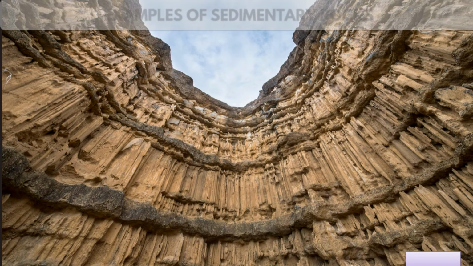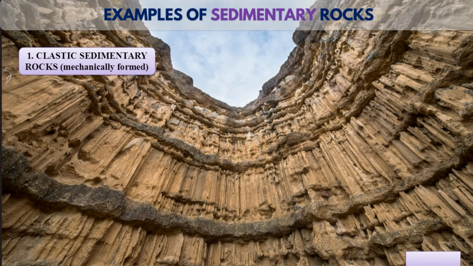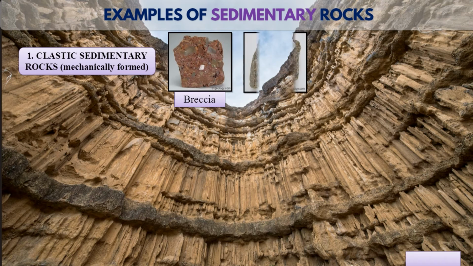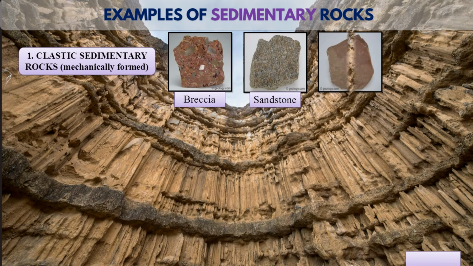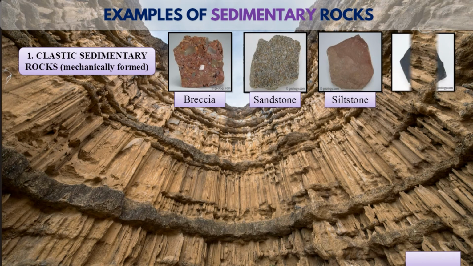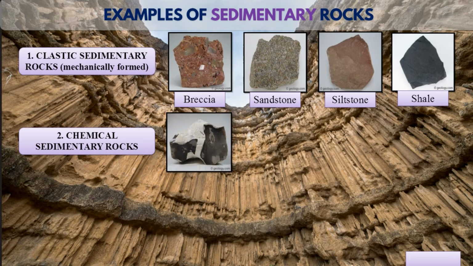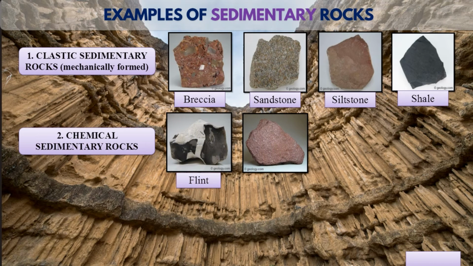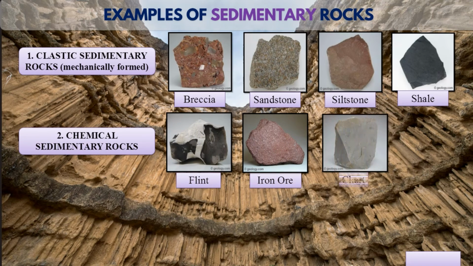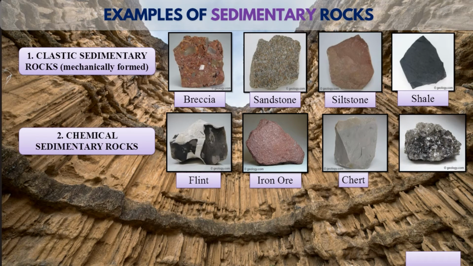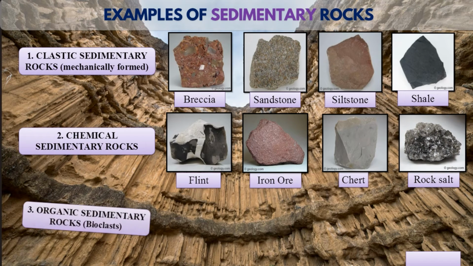Here are the common examples of sedimentary rocks. For the clastic sedimentary rocks, the common examples are breccia, sandstone, siltstone, and the shale. For the chemical sedimentary rocks, the common examples include flint, iron ore, chert, and rock salt.